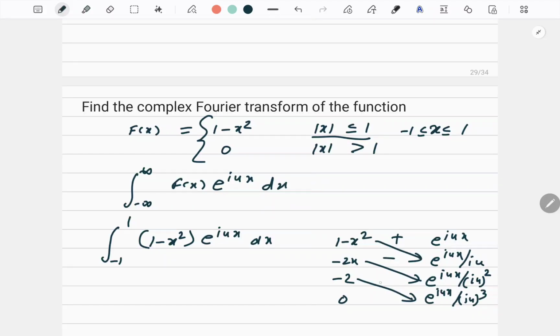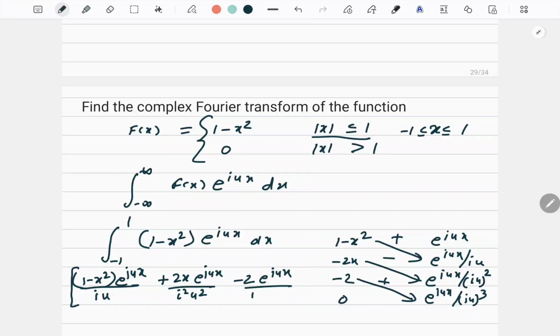Right? Plus, minus, plus. Let me substitute here. So my first term is (1 minus x square) e to the power iux upon iu. Okay. Then minus minus plus. So plus 2x e to the power iux upon i square u square. Then next term minus 2 e to the power iux upon i cube u cube.